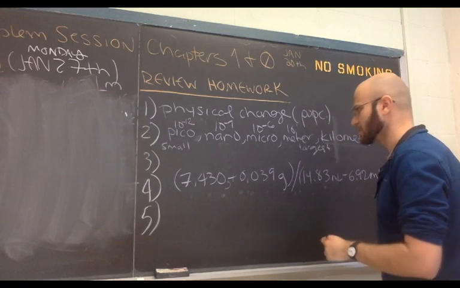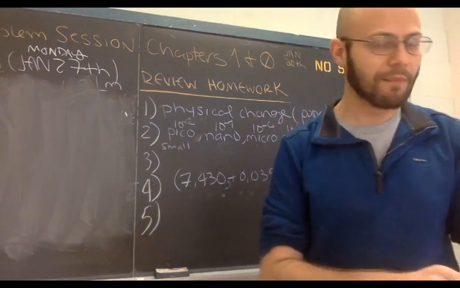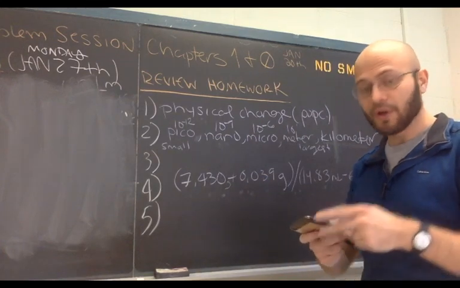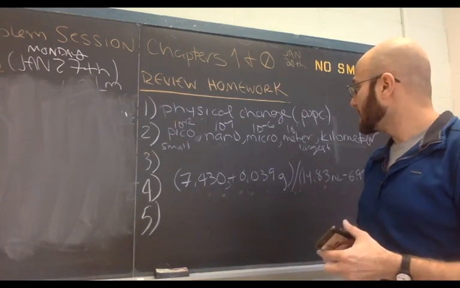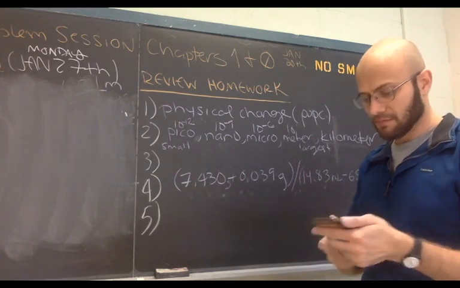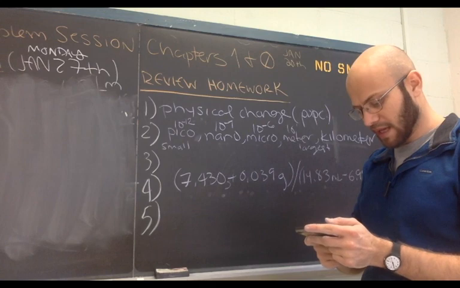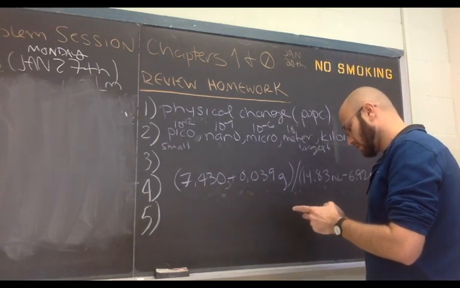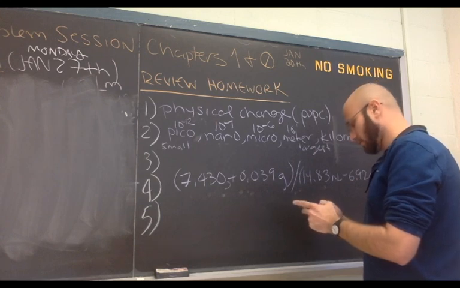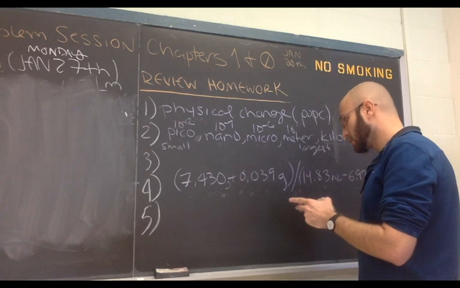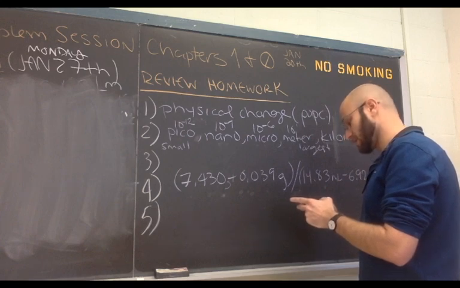I'm trying to see if I can do this in my head. I probably don't want to. I'm going to type it in Google. So you obviously won't have phones in class, but you will have calculators. And even if you think you can do the math in your head, double check it. Never hurts. So all I'm putting in here is the first one, right? 7.430 plus 0, that's the letter O, 0.039.